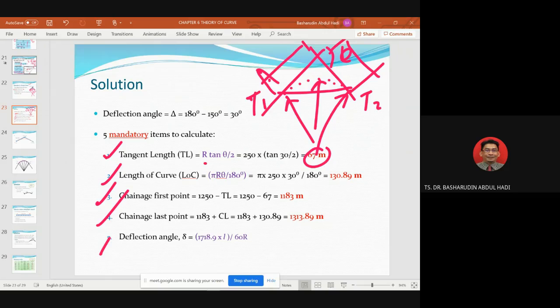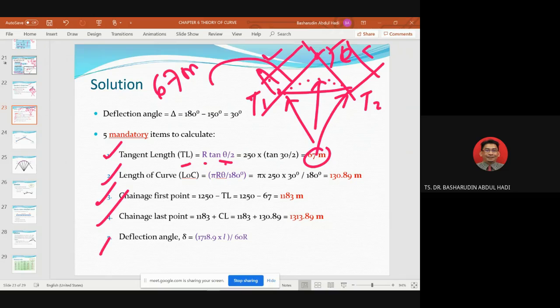So what is the length of the tangent length? Using this formula you can get 67 meters. So from here to here, the answer is 67 meter. Alright? So now we calculate the length of curve.